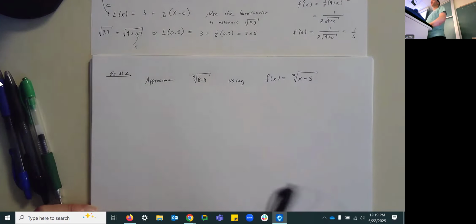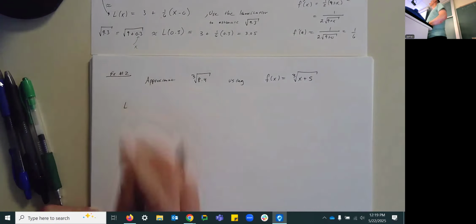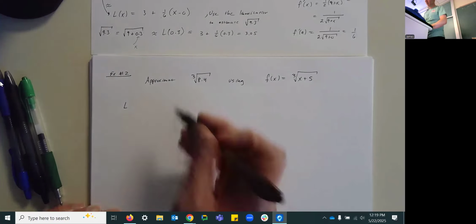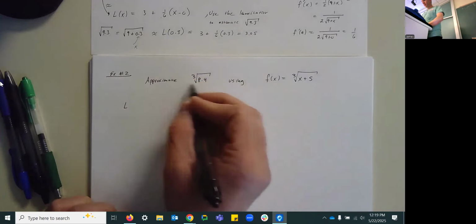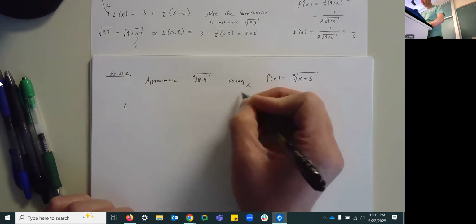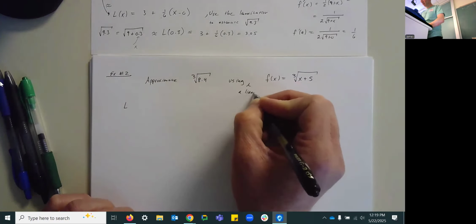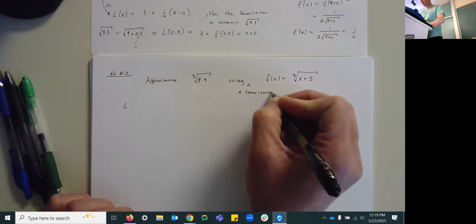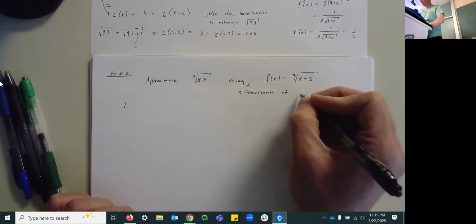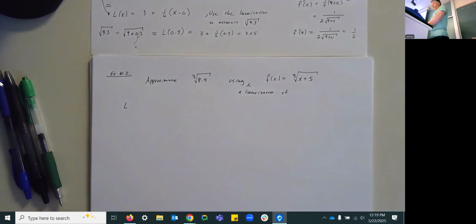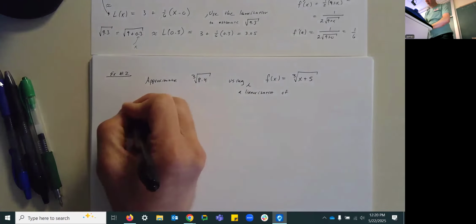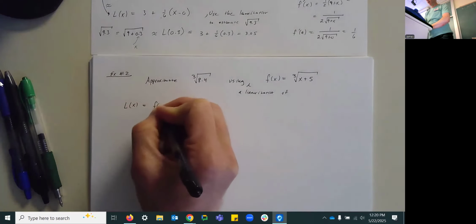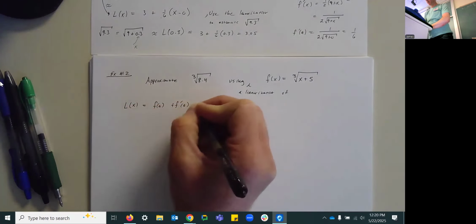All right, so we're going to find our linearization first. I should have said here, approximate the cube root of 8.4 using a linearization of f of x equal to the cube root of x plus 5. So the general usual setup, right? We're always writing our linearization as f of a plus f prime of a times x minus a.